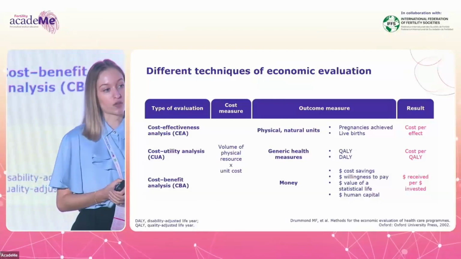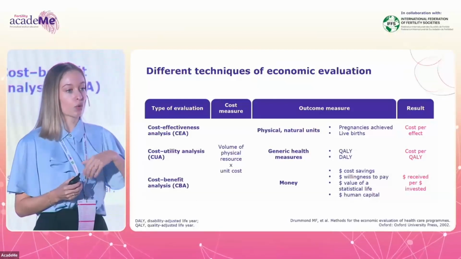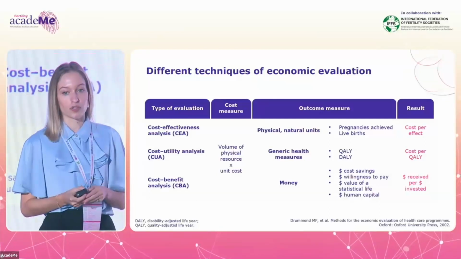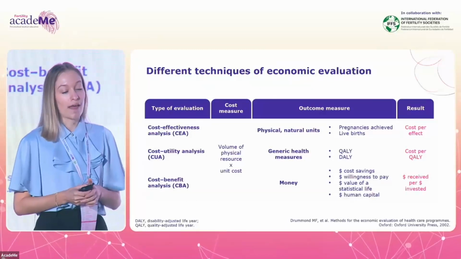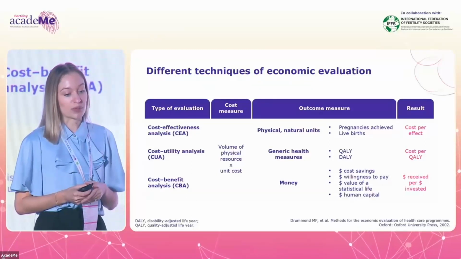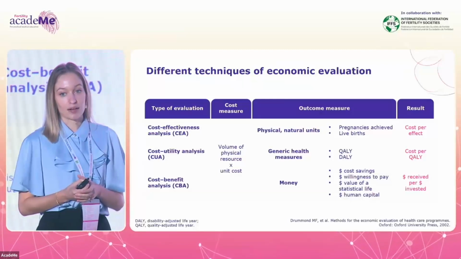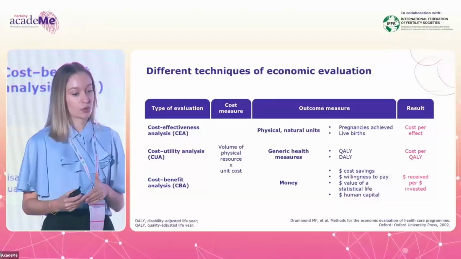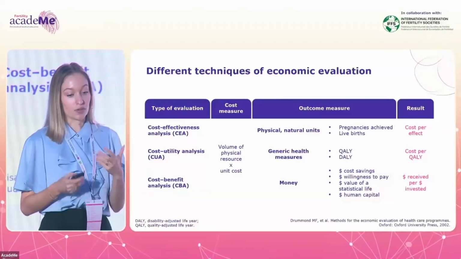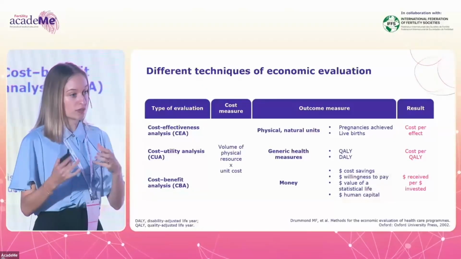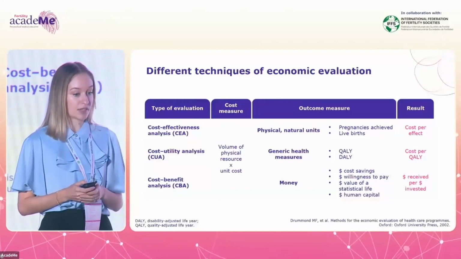Third type is a cost-benefit analysis, and here not only the costs, but also the outcomes are expressed in monetary terms. So the outcomes can then, for example, be cost saving or willingness to pay. And then the outcome measure is called a benefit-cost ratio, and there the result is expressed as dollars received per dollar invested.